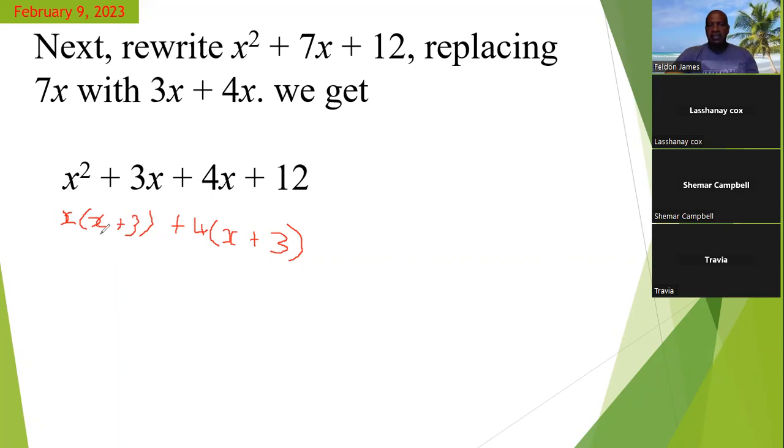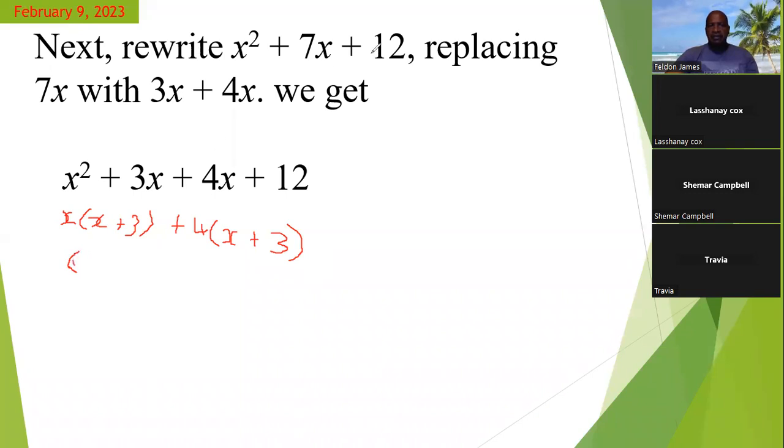Right. So at all times, you want to ensure that these 2 bracketed expressions are the same. So you must have the same expression in both brackets. Once you have that, now you treat the bracketed expression as your common factor. You pull that out. And then you divide each of the terms by your bracketed expression.